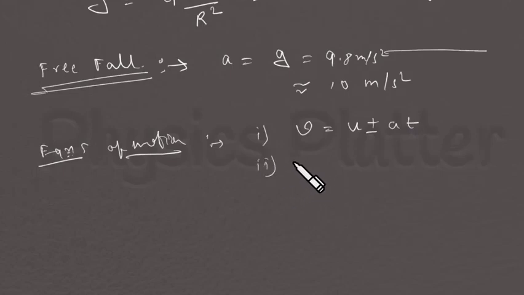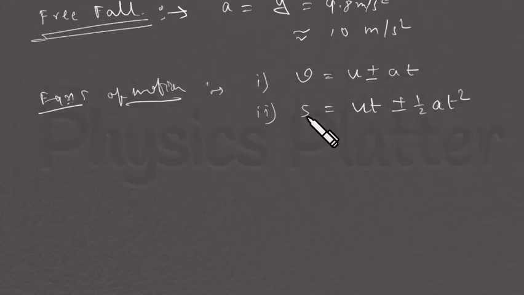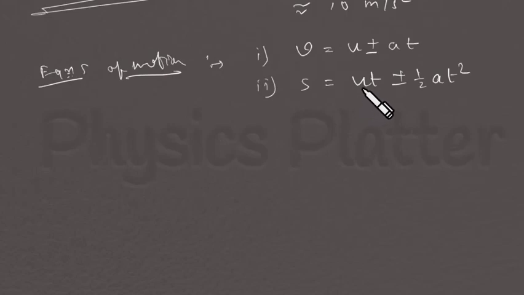And then secondly, s equals ut plus or minus half at square, where s is the displacement of a body, u is the initial velocity, t is the time, a is the acceleration of the body, and again plus for the acceleration, minus for the deceleration.